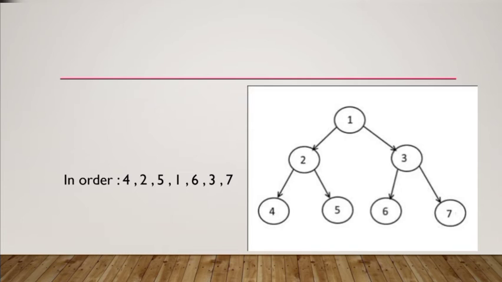First, root is taken, and root's left is 2, and 2's left is 4. Now 4 is the leftmost, and 4 is printed. After that, root value 2 is printed. After that, 2's right child 5 is printed. After that, the root value 1 is printed. After 1, in the right subtree, left child 6 is printed. After that, root node 3 is printed. After that, 3's right child 7 is printed. So the final in order traversal for the binary tree is 4, 2, 5, 1, 6, 3, 7.